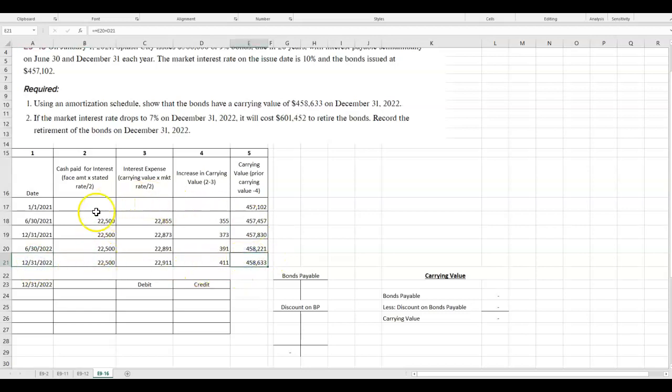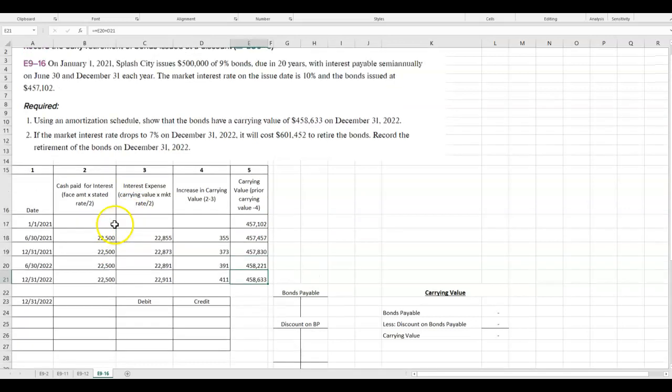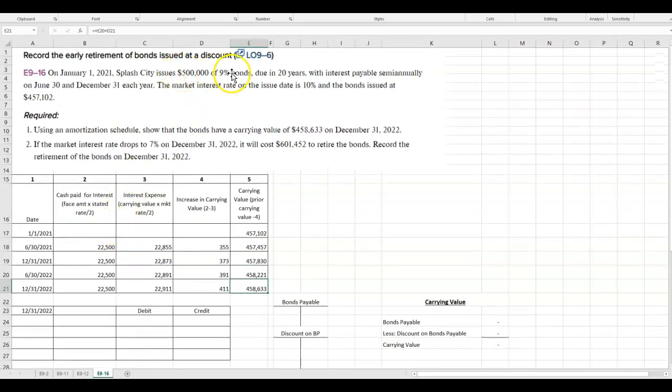So we've done all of the math, the amount we paid, the $500,000 times 4.5%. The market rate on the issue date was 10%. So the interest expense was $500,000 times 5%. There was an increase in carrying value because it was issued at a discount below face value.